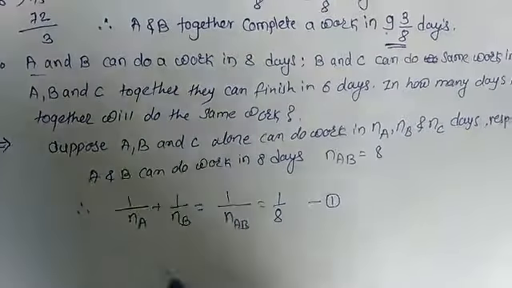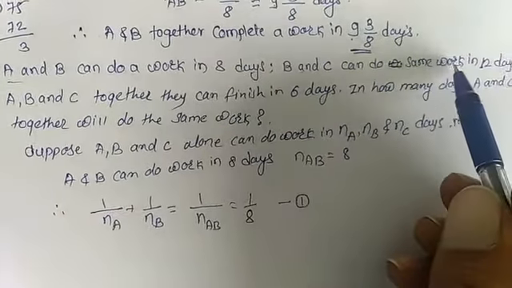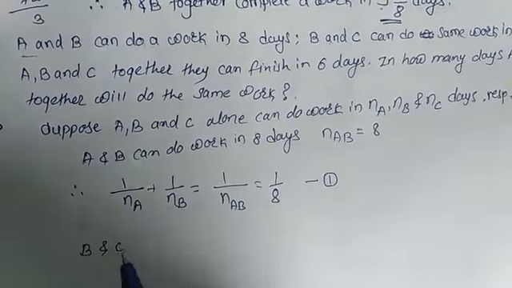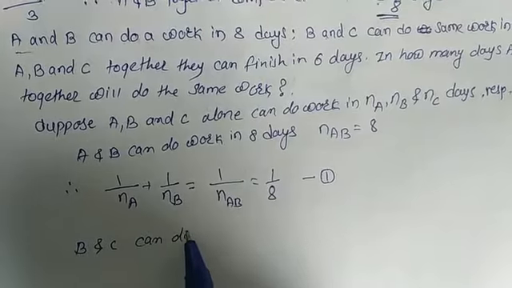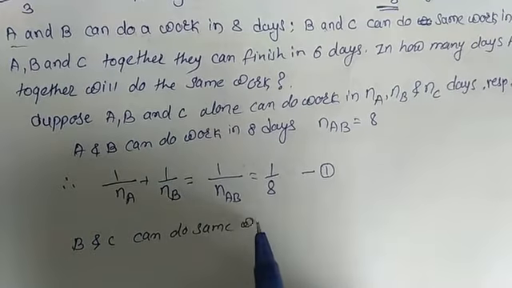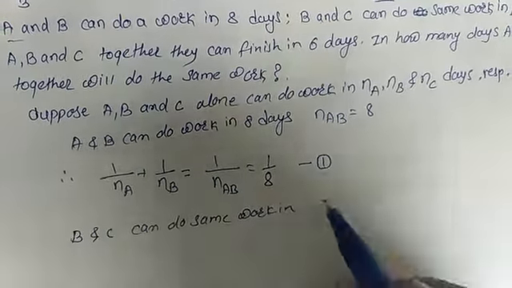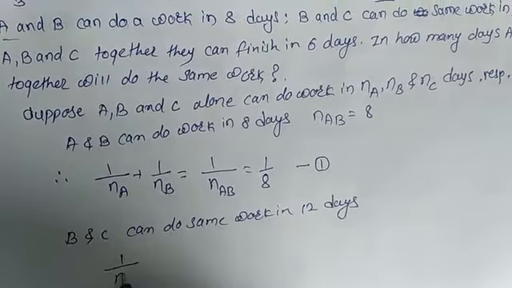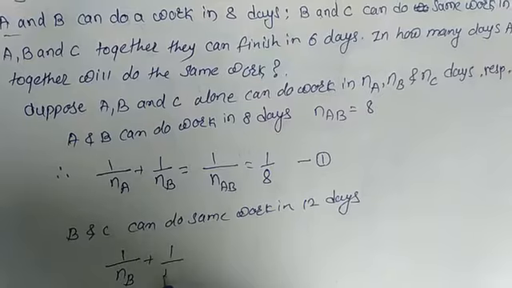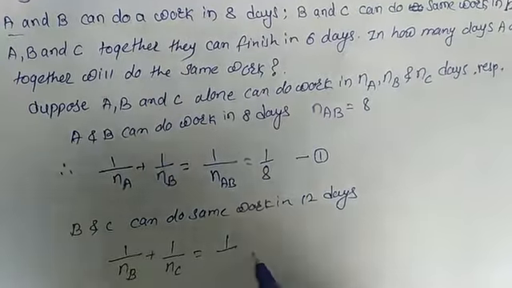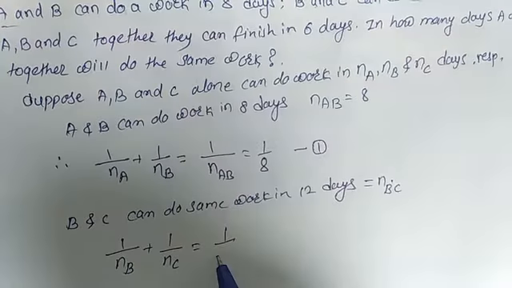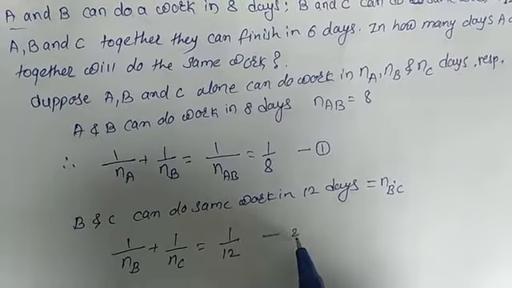Okay. Now also B and C can do the same work in 12 days. So here it is given 1 upon n to the base B plus 1 upon n to the base C is equal to 1 upon n to the base BC, which is 12. It is equation 2.